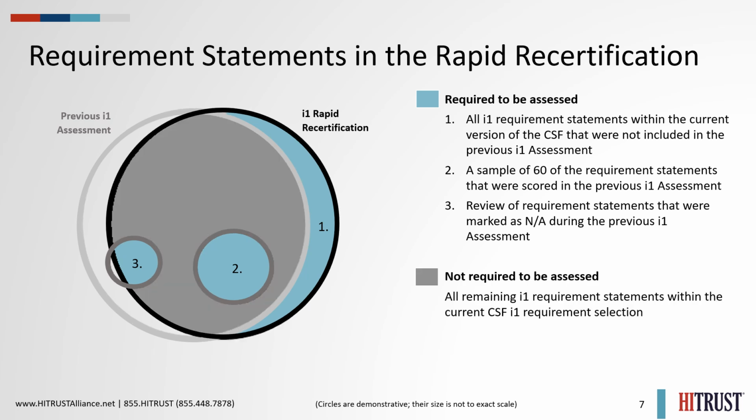As long as material control degradation has not been detected in the rapid recertification, the remaining requirement statements are not required to be reassessed during the rapid recertification assessment and instead will have their scores rolled forward from the previous I-1 assessment.